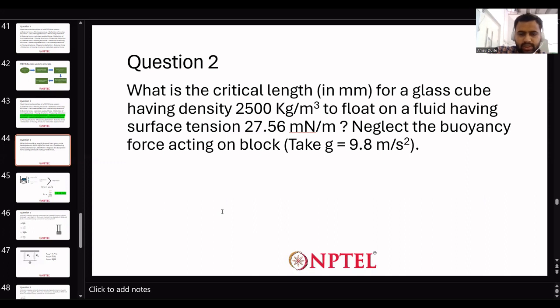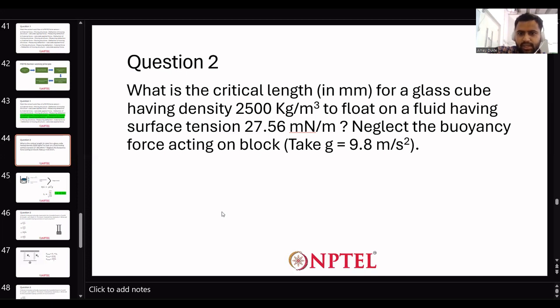Now coming to the second question, this is a numerical type question, not an MCQ. What is the critical length of a glass cube having density 2500 kilograms per meter cube to float in a fluid having surface tension 27.56 millinewton per meter? Neglect the buoyancy force acting on the block and take g equal to 9.8 meter per second square. So this is a fairly simple question.